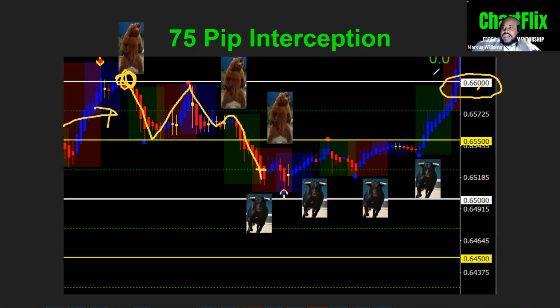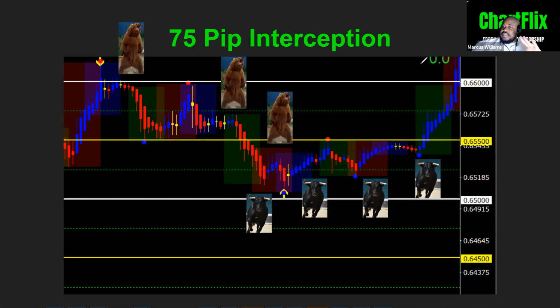How do you know it's 75? Because this is 66 and this is 65. So they're literally 25 pips away from a touchdown. But the Bulls, for whatever reason, hesitated and take it back the other way. Now, typically, they'll stop here for 50 pips. But in this case, they went on and pushed it this way, okay?